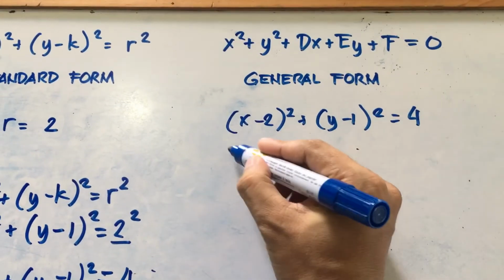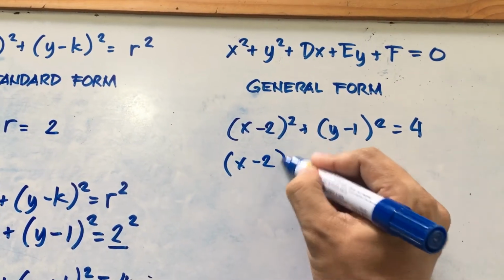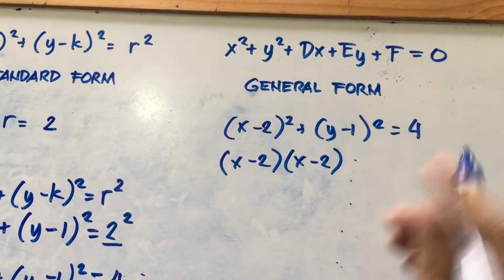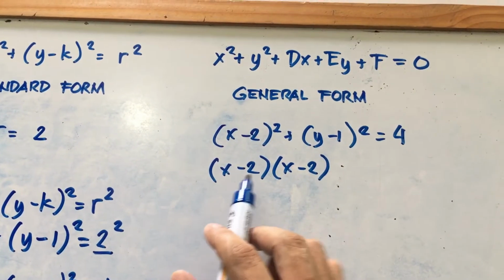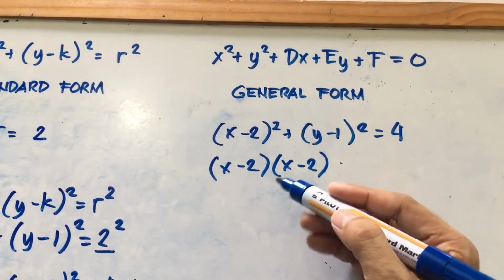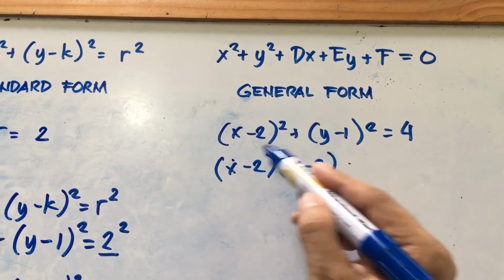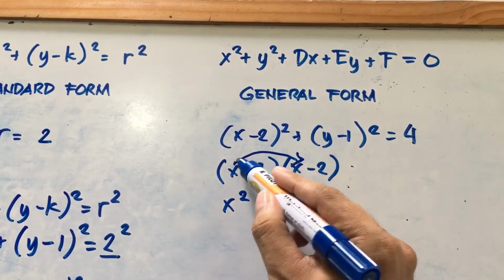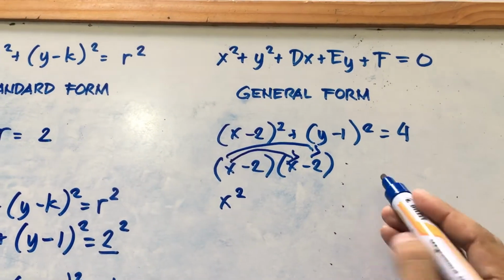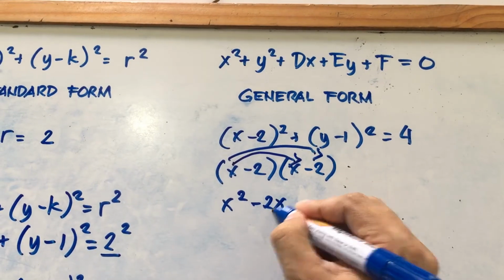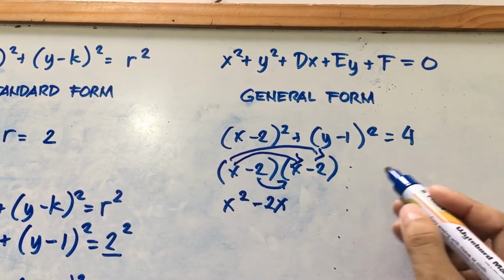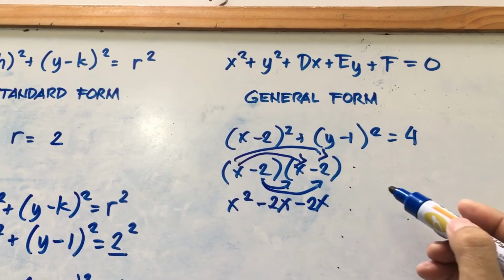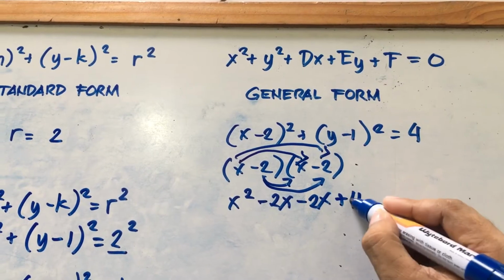At this point, we need to simplify these equations. So (x - 2)² is equal to (x - 2) times (x - 2). You can use the distributive property of multiplication. So x times x, you arrive at x squared. x times negative 2, you arrive at negative 2x. Negative 2 times x, you arrive at negative 2x. And negative 2 times negative 2, you will get positive 4.